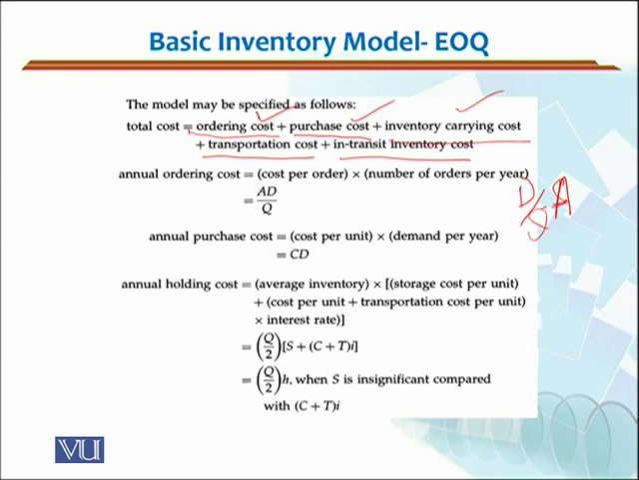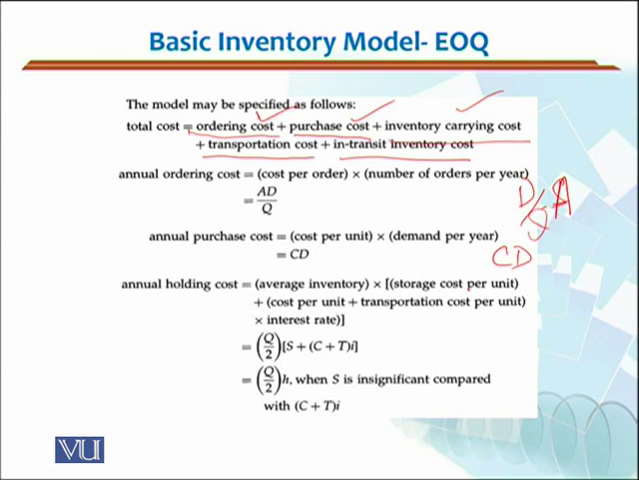If you are a manufacturer, you will call it a setup cost. If you are a retailer, you will call it the ordering cost. Here I'm using the nomenclature for the retailer, so I used annual ordering cost. Then we have annual purchase cost, which would be the cost per unit multiplied by the demand per year. That means it would be the simple C times D. Whatever is the demand, just multiply it with the cost per unit at which you will buy it. Then annual holding cost.